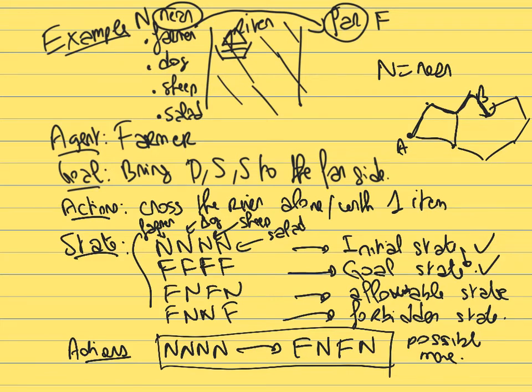Each action will have a given cost. But in this case, it's exactly the same cost for the farmer to take the dog, or the sheep, or the salad. So all of those actions will have the same cost, and the cost of each of those actions doesn't matter here. The only thing is that you will want to minimize the number of times that the farmer is going to cross the river. So you want to find the most efficient way to bring all those three things to the far side by minimizing the number of times that the farmer has to cross from the near side to the far side or from the far side to the near side.